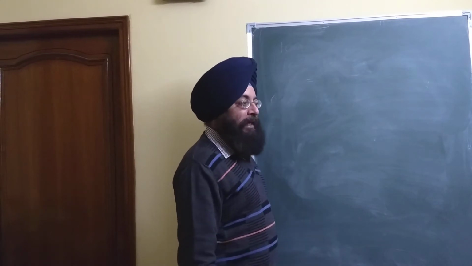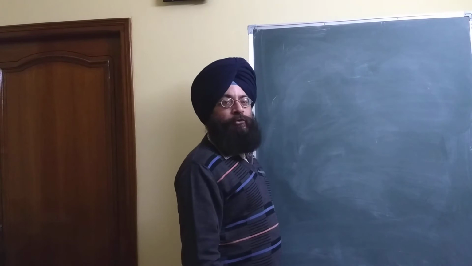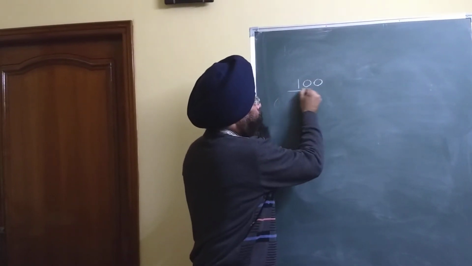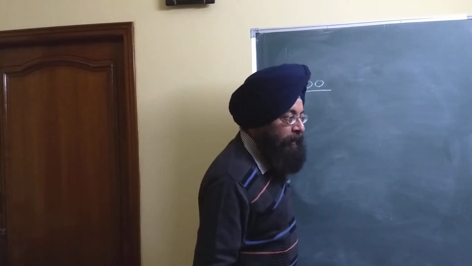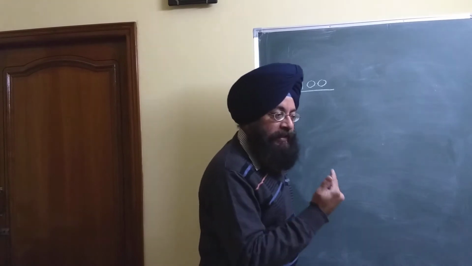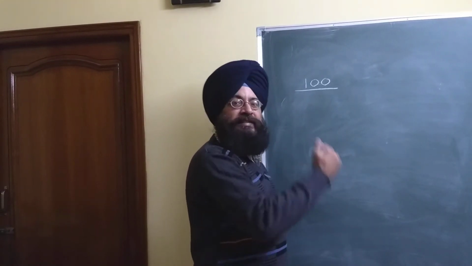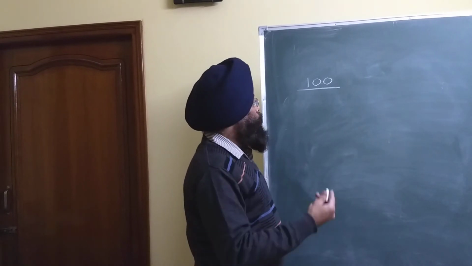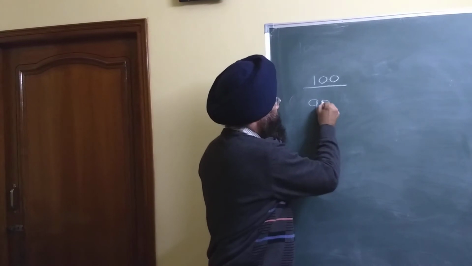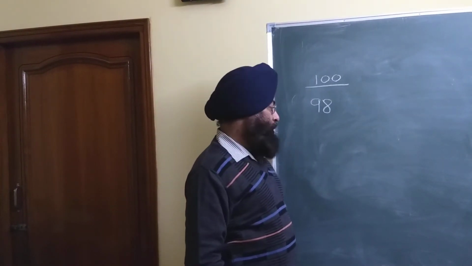For the time being, in this video we'll discuss finding the squares of those numbers which are near to 100. Here we'll be dealing with two different cases. In the first case, let us see how to find the square of a number which is less than 100. For instance, we take an example of 98. We want to find the square of 98.